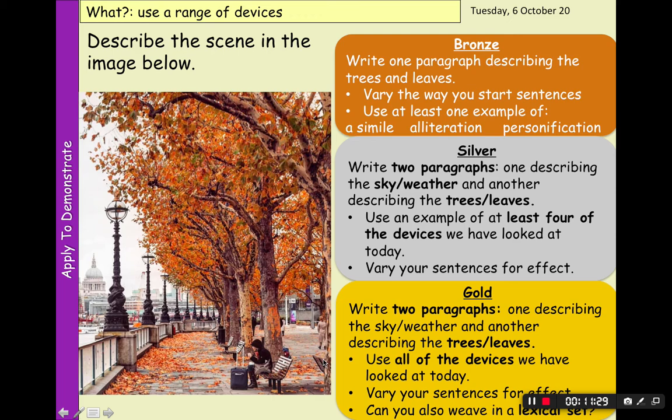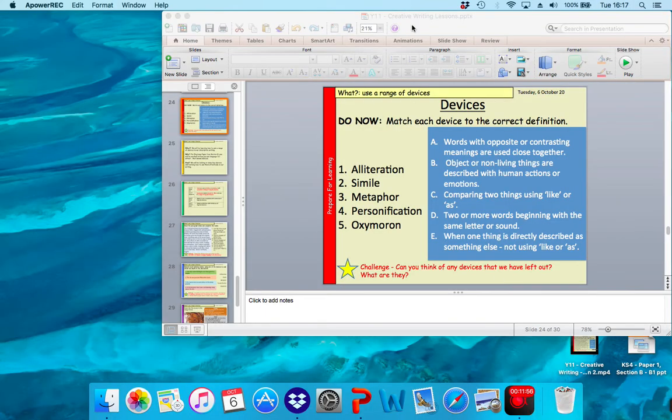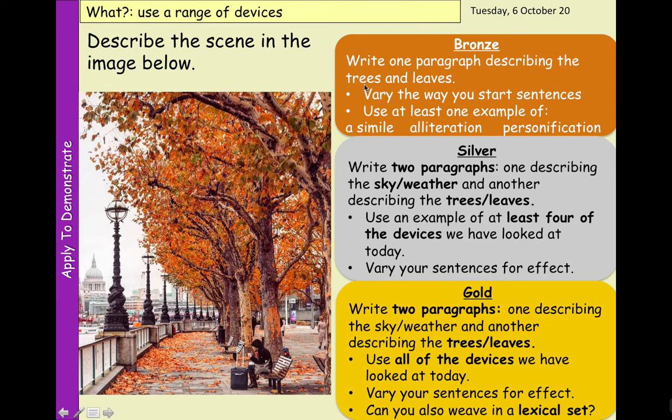Any of the sentences you wrote for the previous task, where you changed the sentences, you can use those in your description now. So it's kind of building up to you doing this paragraph of writing. What I'd like you to do is write a paragraph describing the scene in the picture below. This should be a very detailed paragraph. And I split it up into bronze, silver, and gold, just to give you something to aim for in terms of achieving the different grades.